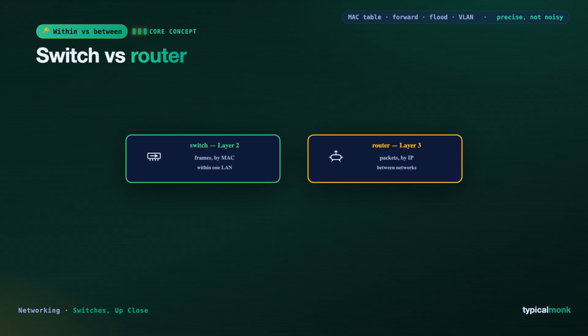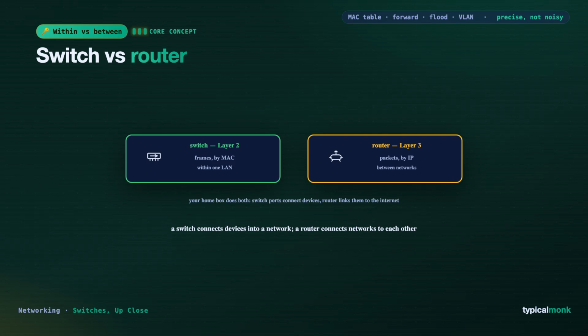A router operates one level up, at layer 3, the network layer. It moves packets, and it makes its decisions using IP addresses. And crucially, it works between different networks. A router is what connects your local network to another network, and ultimately to the internet. Where a switch delivers within a LAN, a router forwards between LANs, choosing the path a packet takes across the wider world.